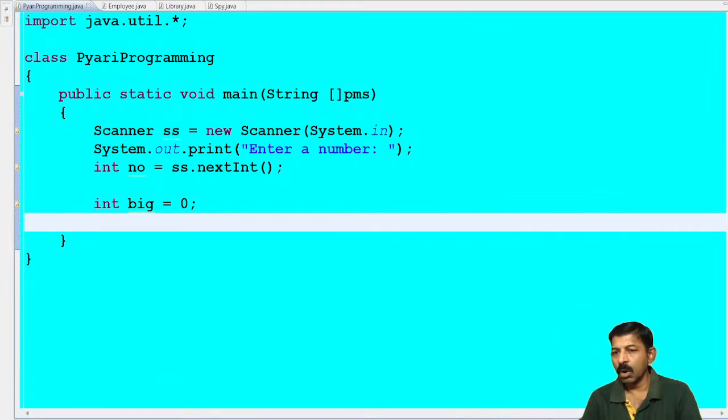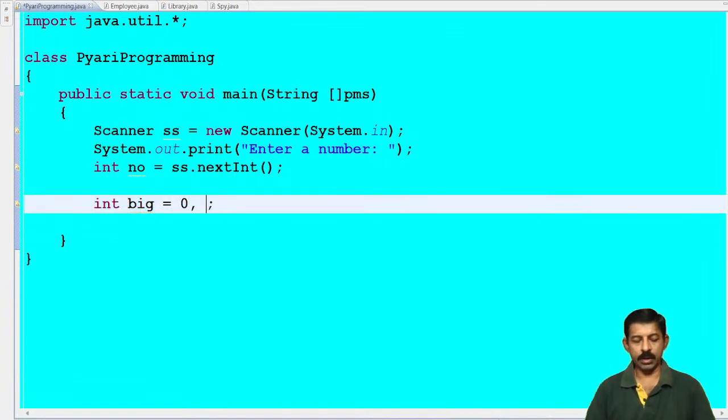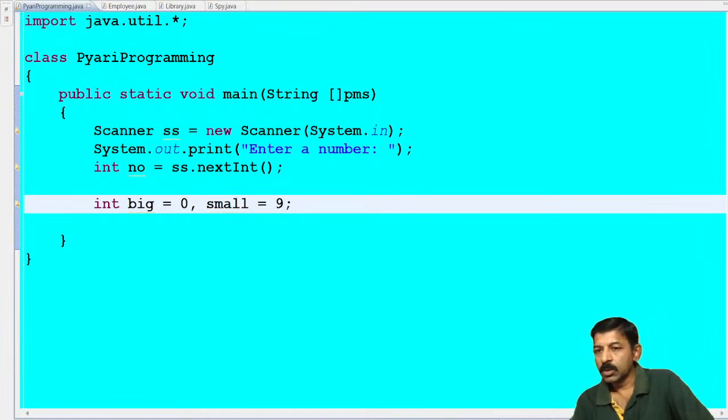int no, comma big. Int big is equal to 0, small is equal to 9. Okay, big is equal to 0 and small is equal to 9. Subhasmita says a counter for big and small. But few candidates are saying big is equal to 0 and small is equal to 9. Are you all convinced with this? Int small is equal to 0. Ayusman says that small is equal to 0.